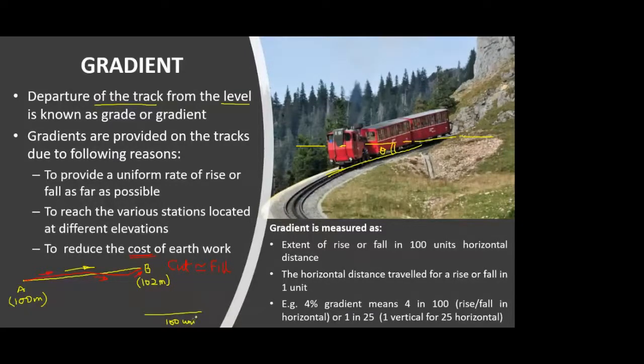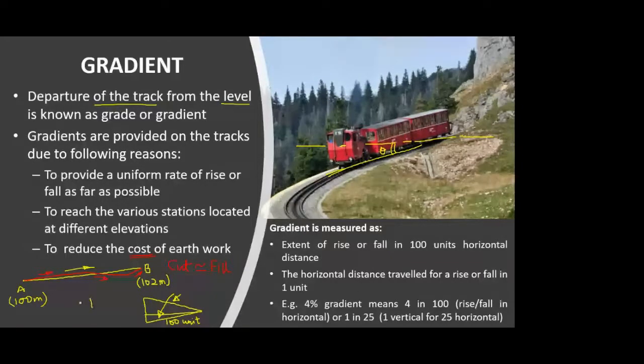I'm not giving it any meter, centimeter or kilometer unit. I'm just naming it as unit. So for 100 horizontal, how much is the rise or how much is the fall? If it is a rise, I'll just join this, and this slope will be my gradient. And if it's a fall, then again I'll join this, and again this slope will be my gradient. Or it can also be measured as the horizontal distance traveled for a rise or fall of 1 unit. I am just reversing that.